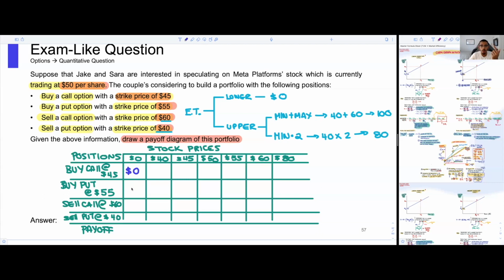The same train of thought will apply if the stock price is 40 bucks. Because if it's 40 bucks, it wouldn't make sense for us to decide willingly to buy it at 45 bucks. And for that reason, we will not exercise our call option. And for that reason, our payoff will be 0.